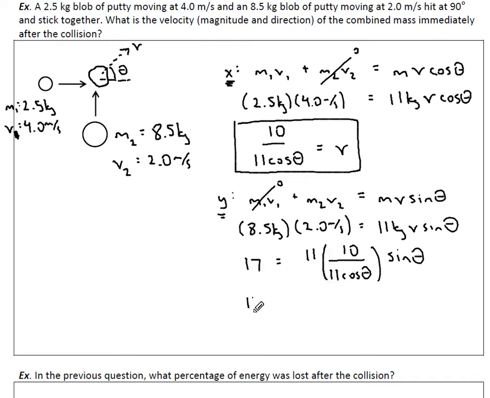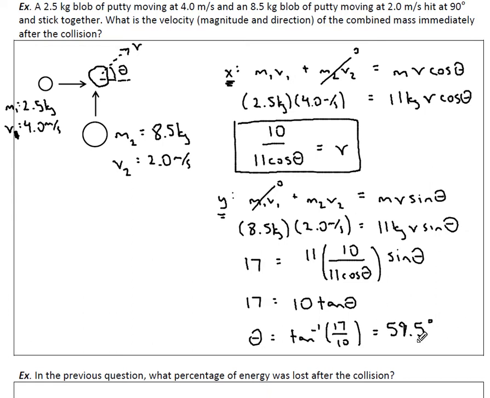So we get 17 is equal to 10, but sine over cos, that's just a trigonometric identity, tan theta. So we can see theta is equal to the inverse tan of 17 over 10, which is equal to around 59.5 degrees.